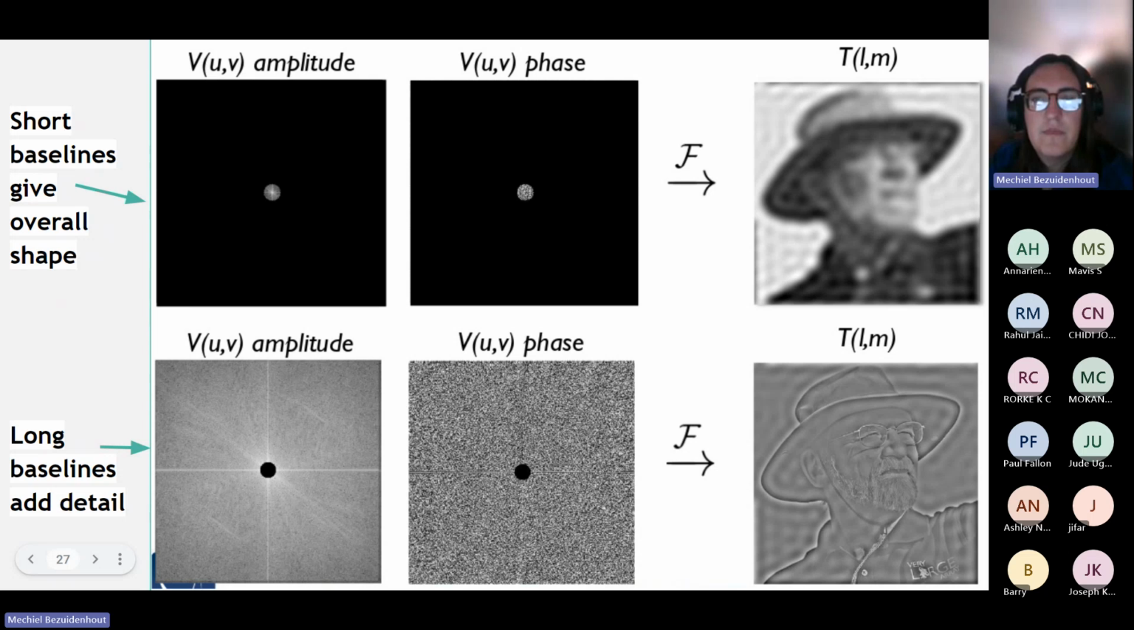So, Jufar, does that answer your question? Why is UV coverage important in the quality of image? Yes, thank you. Thank you. Okay. That's a good answer.